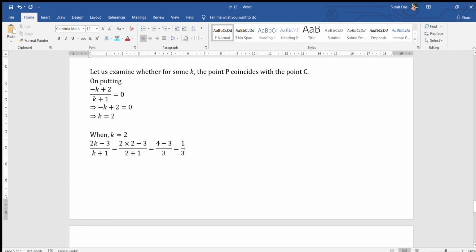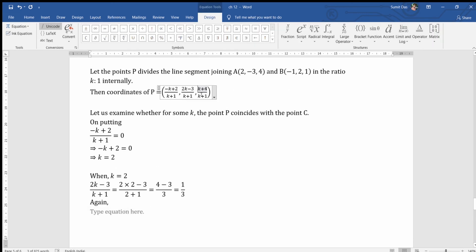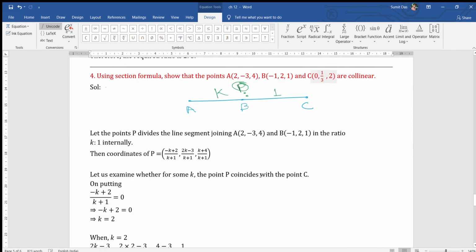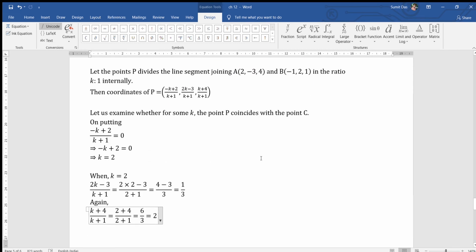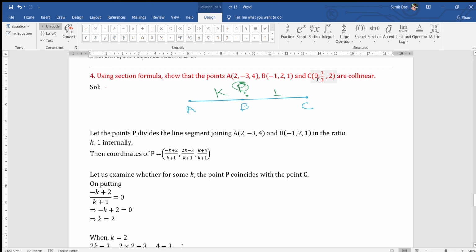Okay, then again we have to put in the Z part. Put k equal to 2 in here. So it will be 2 plus 1, numerator will be 2 plus 4. So equal to 6 by 3, which is equal to 2. Now look, all the coordinates of P are the same as the coordinates of C. What does that mean? That means P and C are the same point.